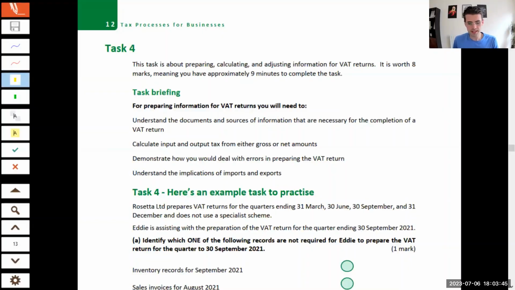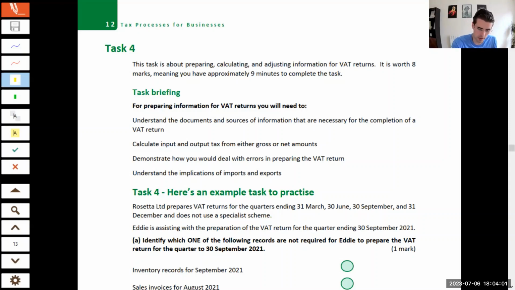Brilliant. So the recording for this Tax Processes for Business revision session is now underway. And in tonight's session, we're going to be taking a look at tasks 4, 5, and 6 respectively. So let's start at the beginning, which is task 4 for tonight's session.